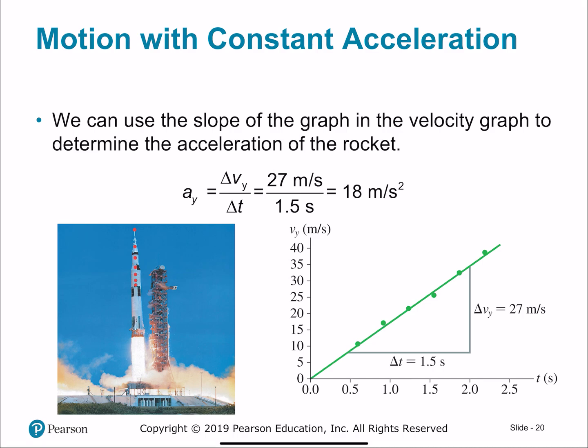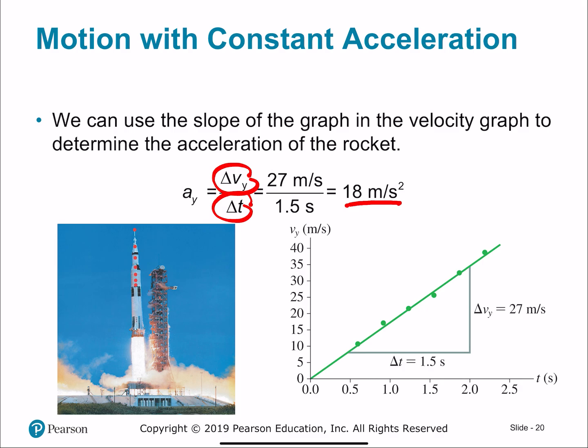So let's look at a simple example here. We have a rocket. The rocket is fired, and there is a change in velocity. This is the time. It goes to 27 meters per second in 1.5 seconds. What is the acceleration? The acceleration is 18 meters per second squared, which is 27 divided by 1.5.